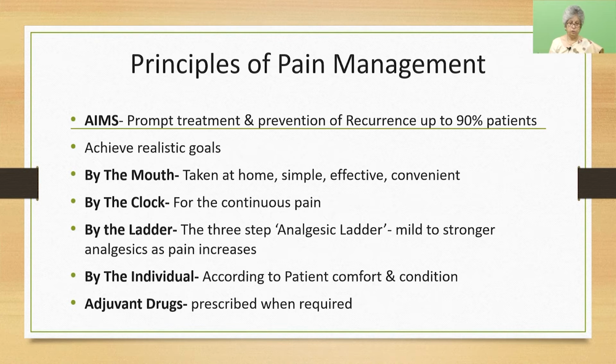Another is to give adjuvant drugs. There are a few drugs that should be given with the main analgesic to cut down or treat its side effects, or sometimes these drugs are complementary. Like along with morphine, you give paracetamol. Paracetamol is complementary to morphine, and it will decrease the morphine dose requirement.